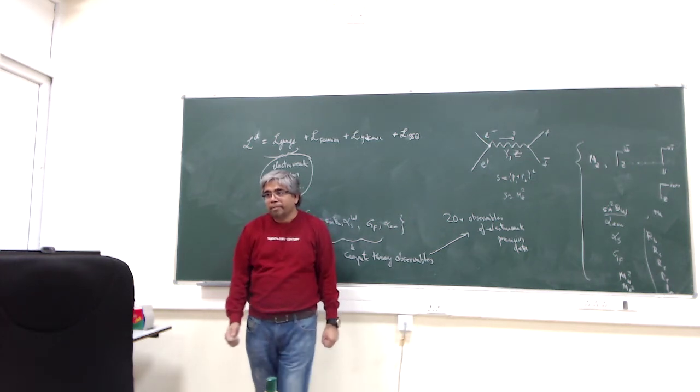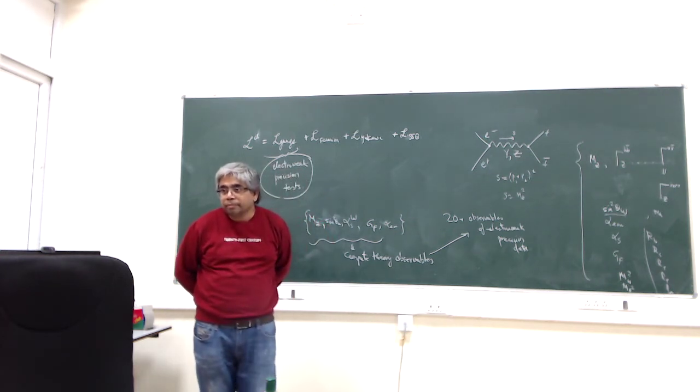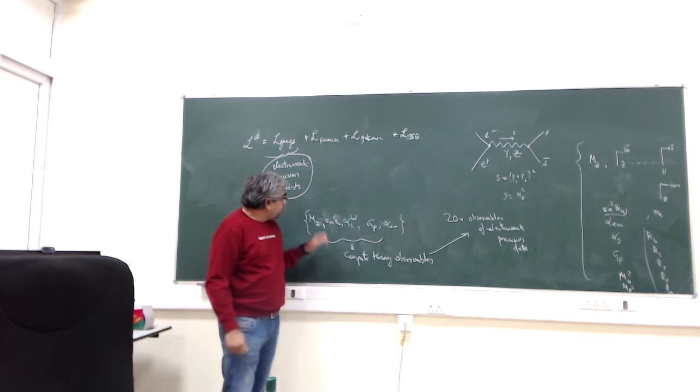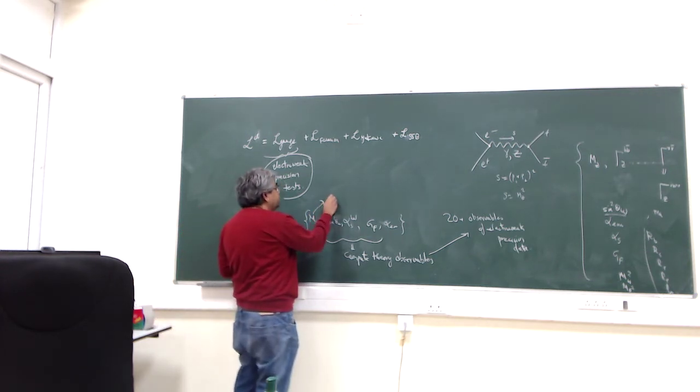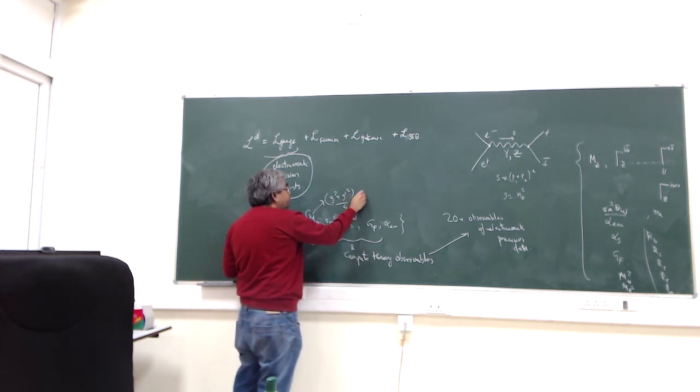How are these parameters related to the parameters we have in the Lagrangian? MZ is a parameter in the Lagrangian. It is related to g square plus g prime square times v square by 4.